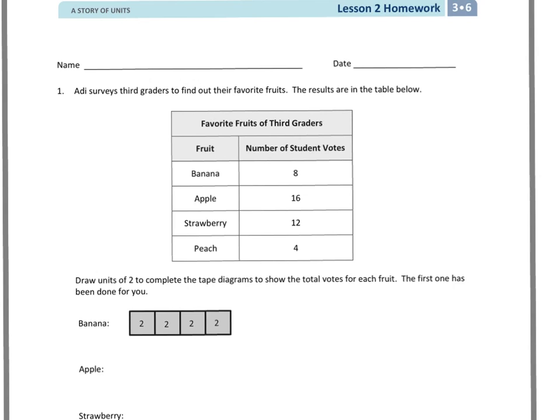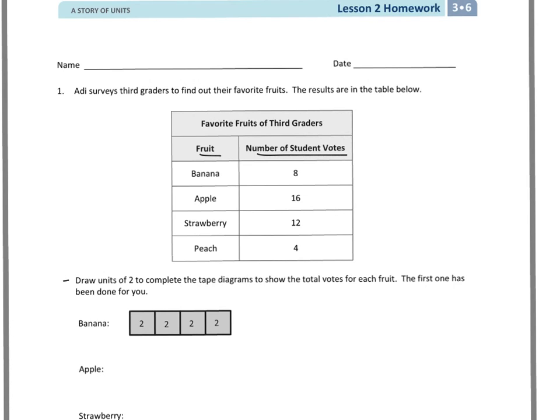The directions for number 1 say, Addie surveys 3rd graders to find out their favorite fruits. The results are in the table below. So I can easily see that I have the different fruits, banana, apple, strawberry, and peach, and then the number of students who voted for it, 8, 16, 12, and 4.